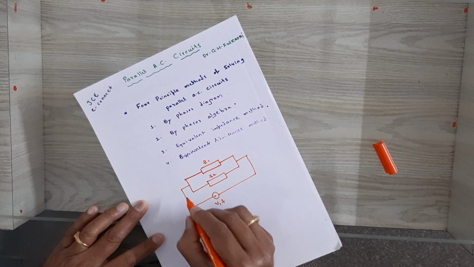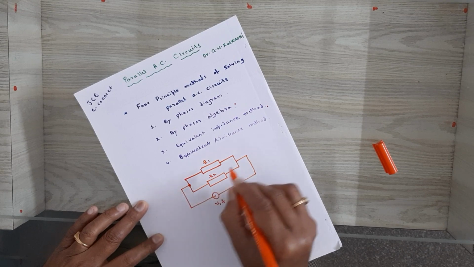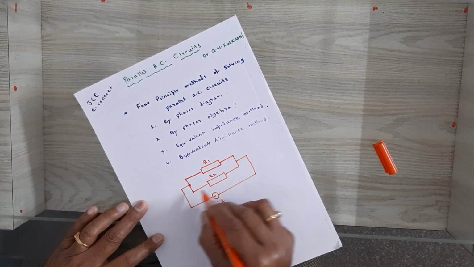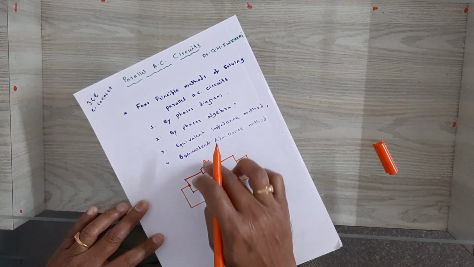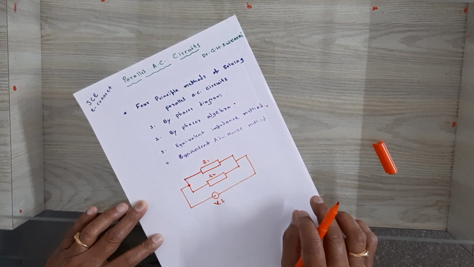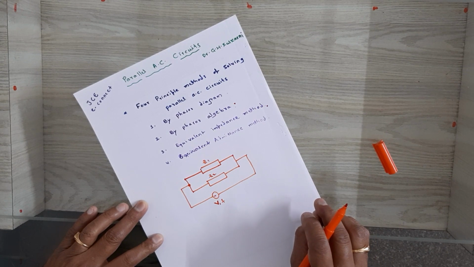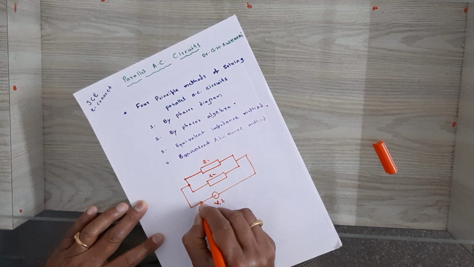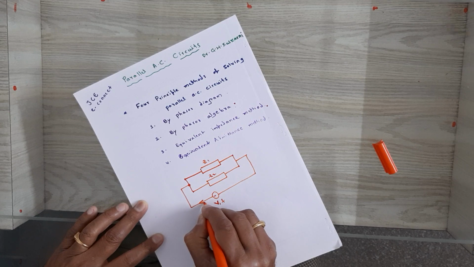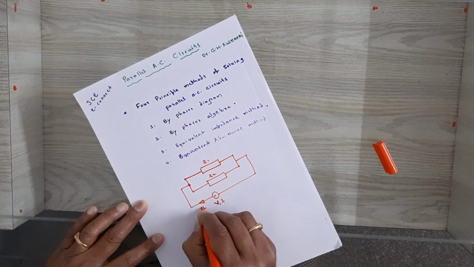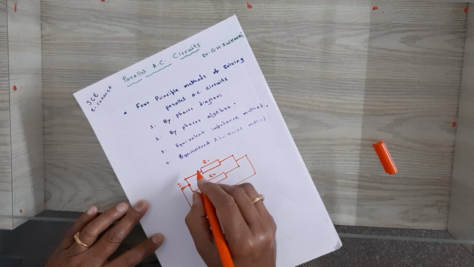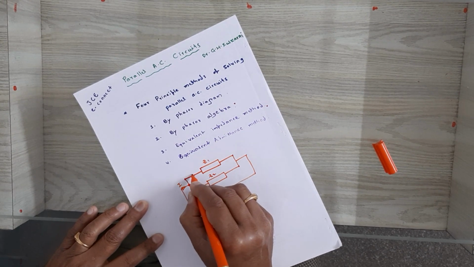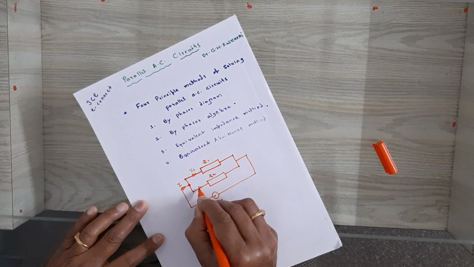You can see here the voltage across Z1 and Z2 is V. That is the characteristic of a parallel circuit: voltage across the parallel branches is the same. The total current delivered by the source is I, and the currents in the parallel branches are I1 and I2.